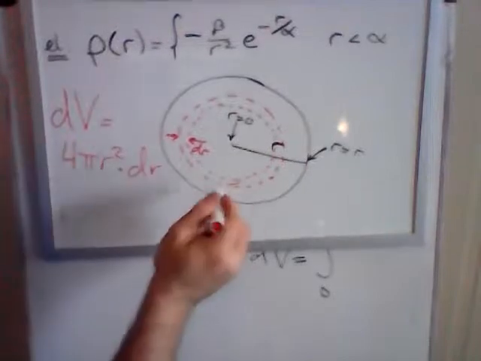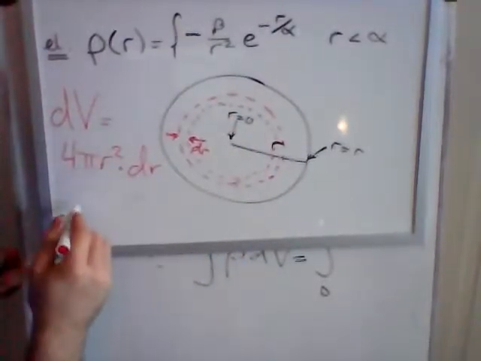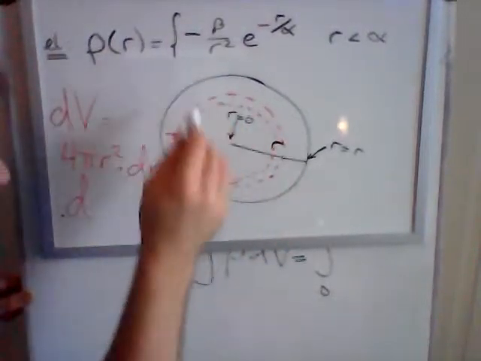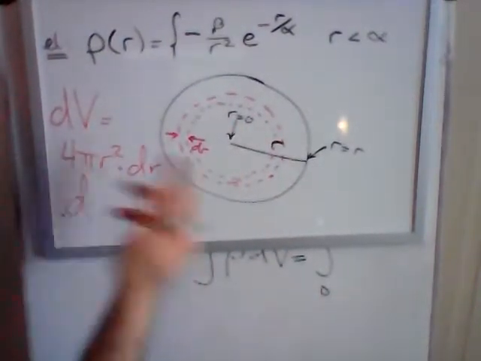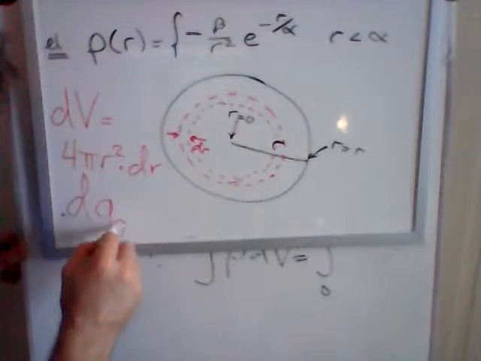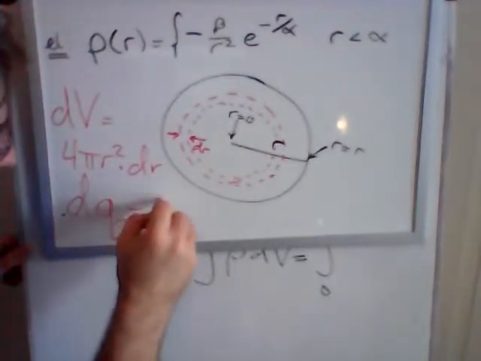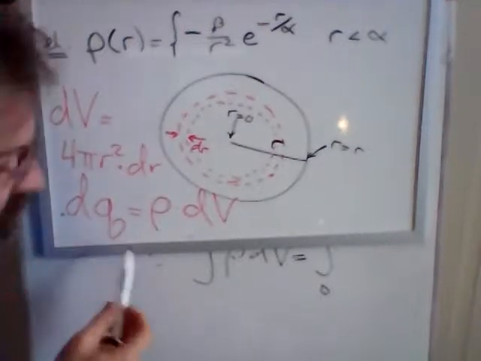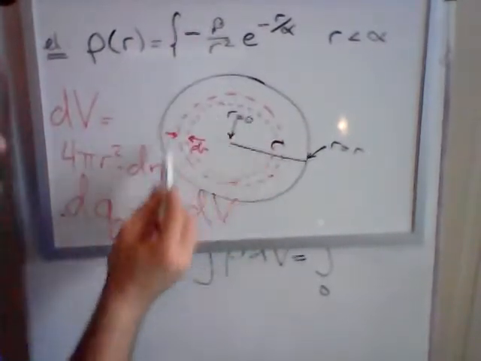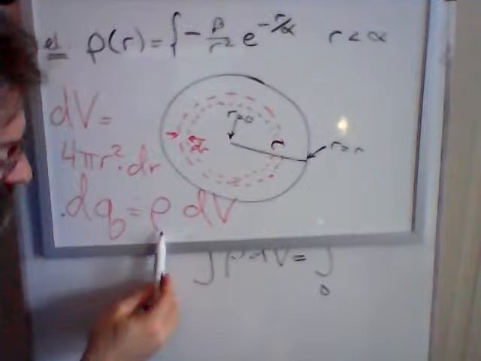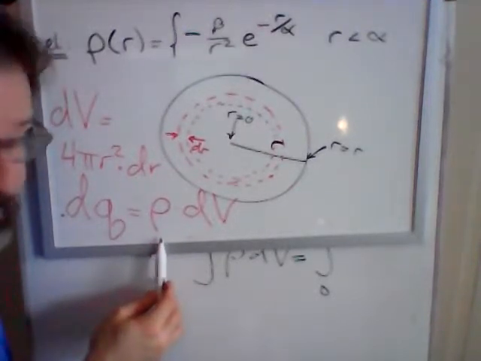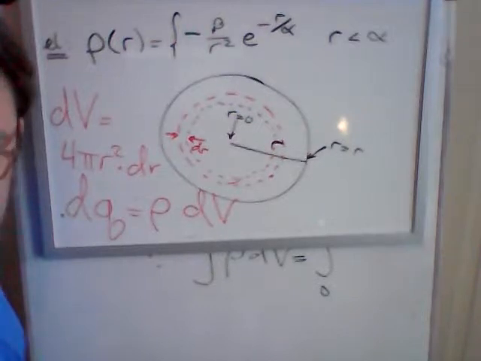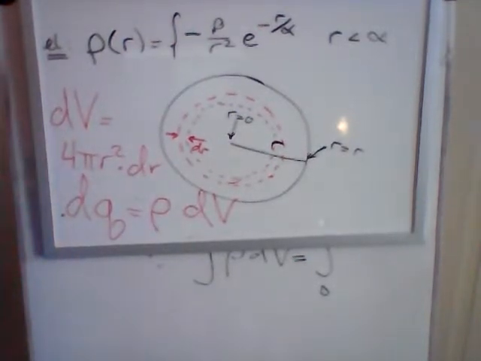Okay, so this is the volume of this thing, and of course that means that the charge of this thing will be that times the density at that point. The differential charge in this red area will be the charge density at that point, radius, times dv.